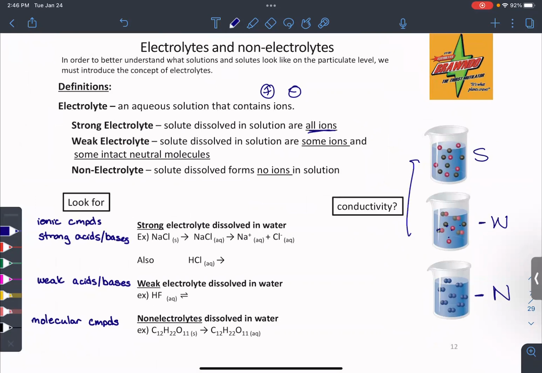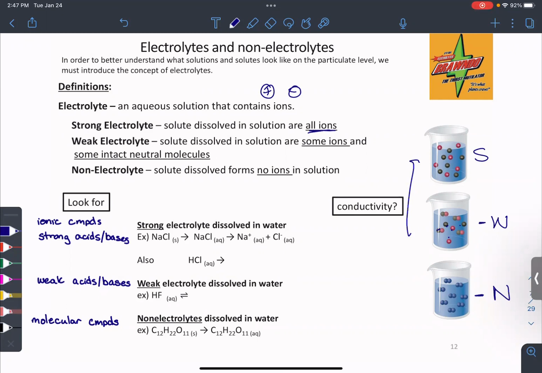So let's look at examples here. So I have strong, weak, and non. In the margin here, I would write these down. These are the compositions you want to look for when trying to identify whether something is a strong, non, or weak electrolyte. Okay, all strong electrolytes are ionic compounds or strong acids. We'll talk about that later. All ionic compounds are strong electrolytes, all. And all strong acids and bases.